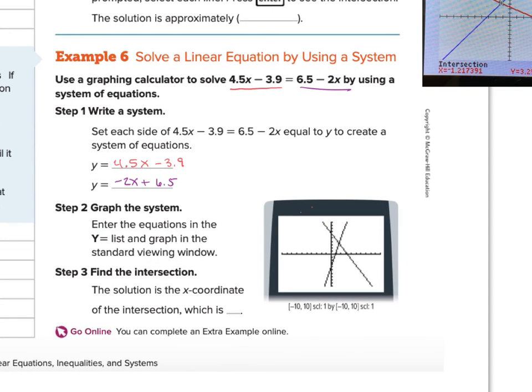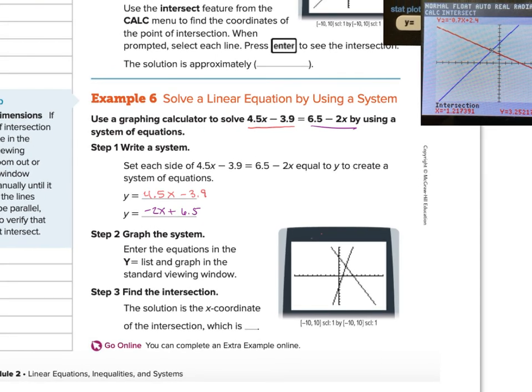And then we can graph it in the same fashion that we just did to find out what my intersection point is. The x-coordinate of the intersection point is the solution of this equation. I don't have to do inverse operations. It will give me just the solution.